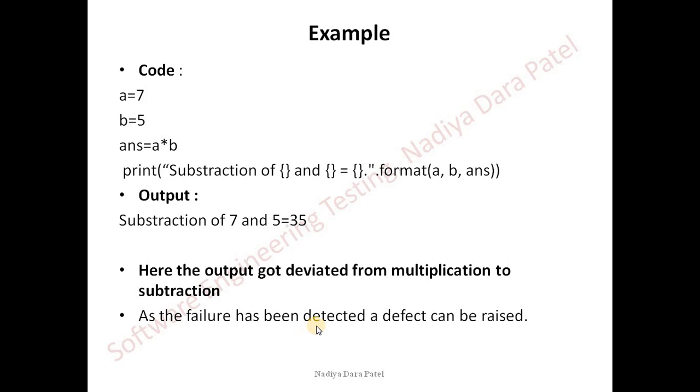As the failure has been detected, a defect can be raised. Now this is where the system is failing. If I don't check the actual answer, I only go through the statement, it has given me the subtraction of 7 and 5, which is completely wrong. So your system has failed. This is how it just gets fixed.